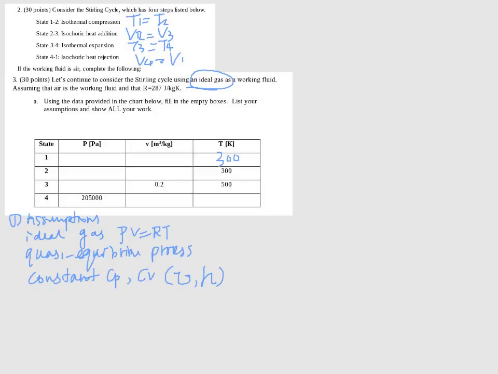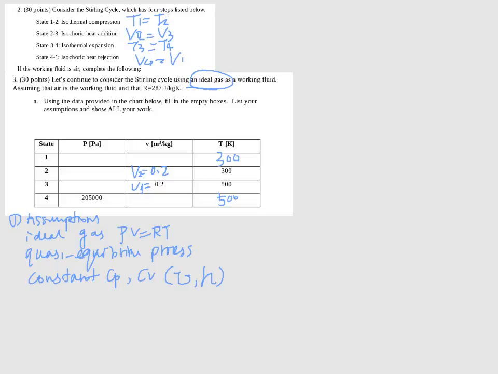Another empty box is this V2 here. State 2 to 3 is isochoric, so V2 is equal to V3, which equals 0.2 meter cubed per kg. And we also know from state 3 to 4 it's isothermal, so T3 is equal to T4, which is 500 K.